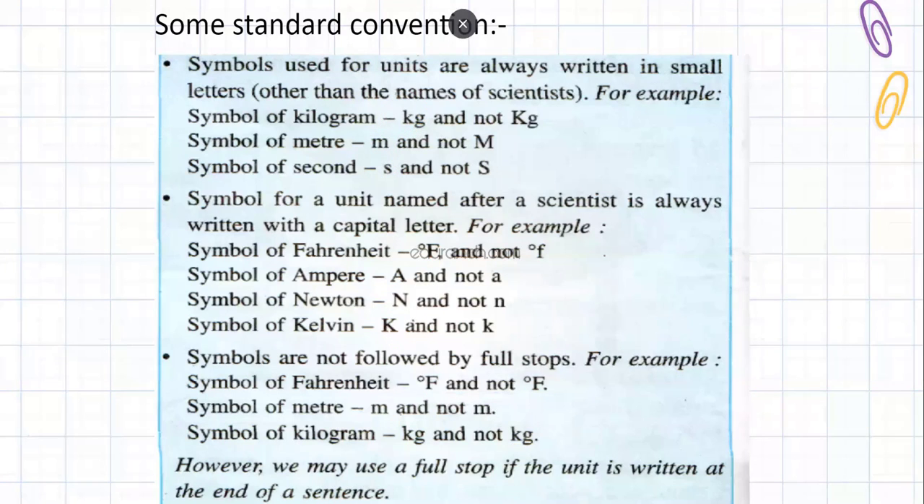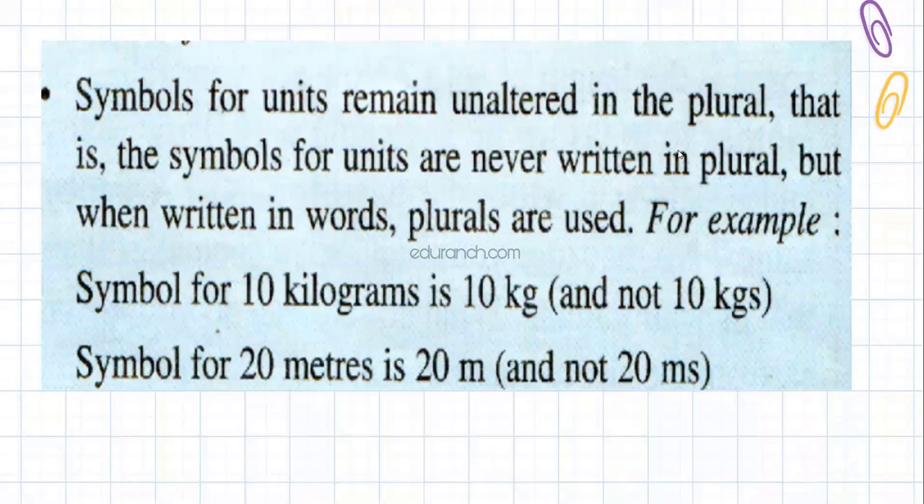Let's learn a few more conventions. Symbols for units remain unaltered in the plural. That means when you have 10 kilograms, we write it as 10 kg, not 10 kgs. When you have 20 meters, we write it as 20 m. We don't write it as 20 ms.